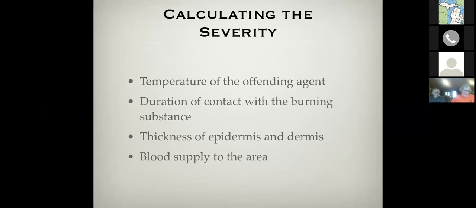And then finally, the blood supply to the area. The patient could have an underlying medical history of problems with their arteries, atherosclerosis. There could be so many contributing factors to the blood supply of the area. So those are some of the things that you might want to keep in your toolbox while going to these calls, and even on scene, trying to figure these things out. Because the more information that we can get is ultimately going to be better for the patient in the long run.